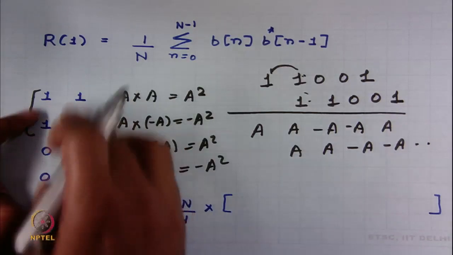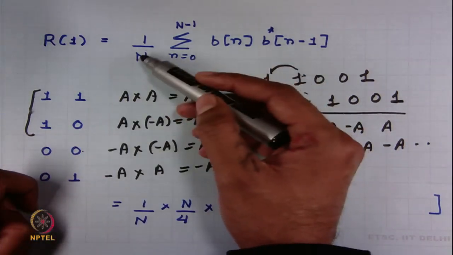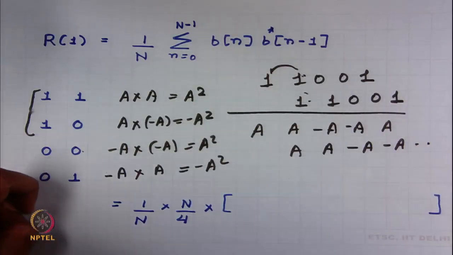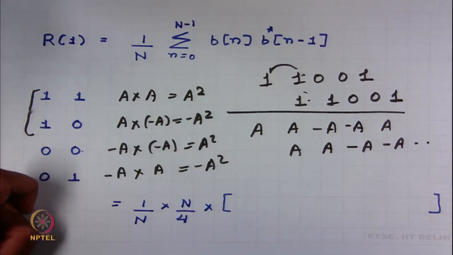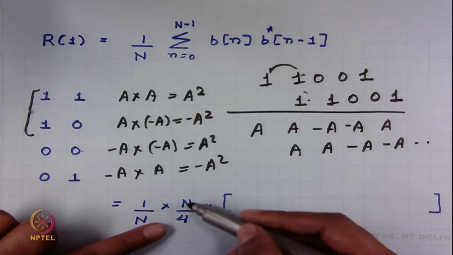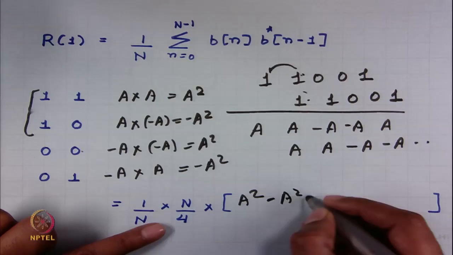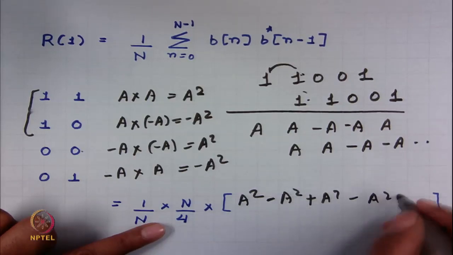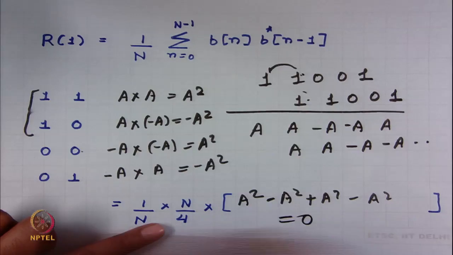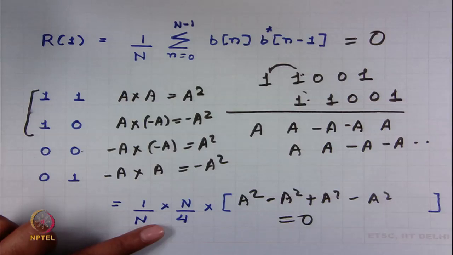Okay. And each of these patterns would happen n by 4 times if I am assuming n as the total length of the sequence. If n is very large and all these 1s and 0s are equiprobable, I can assume that each of these patterns would happen for n by 4 times. So, I have 1 by n, each of these products would happen for n by 4 times, and you have a contribution of A square minus A square plus A square minus A square, and you can easily see that this will be 0. Okay. So, R of 1 is nothing but it is simply 0.